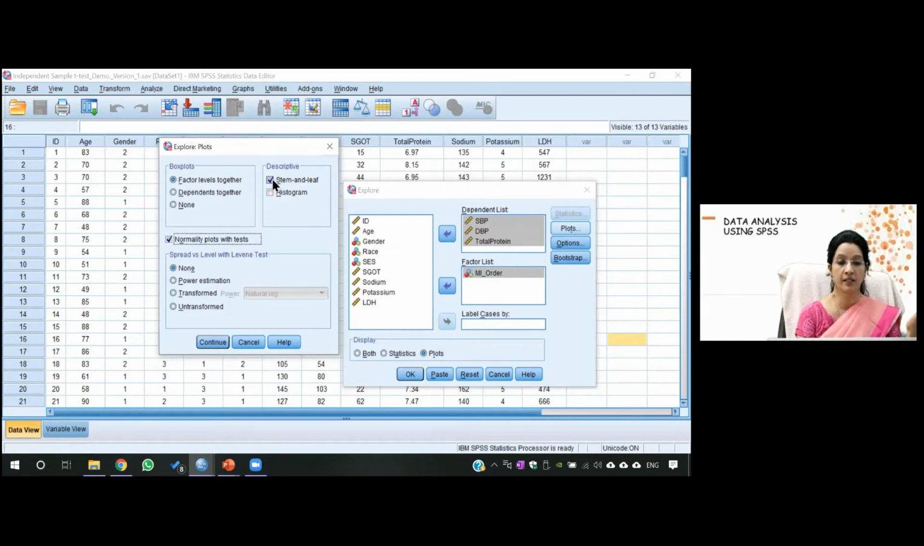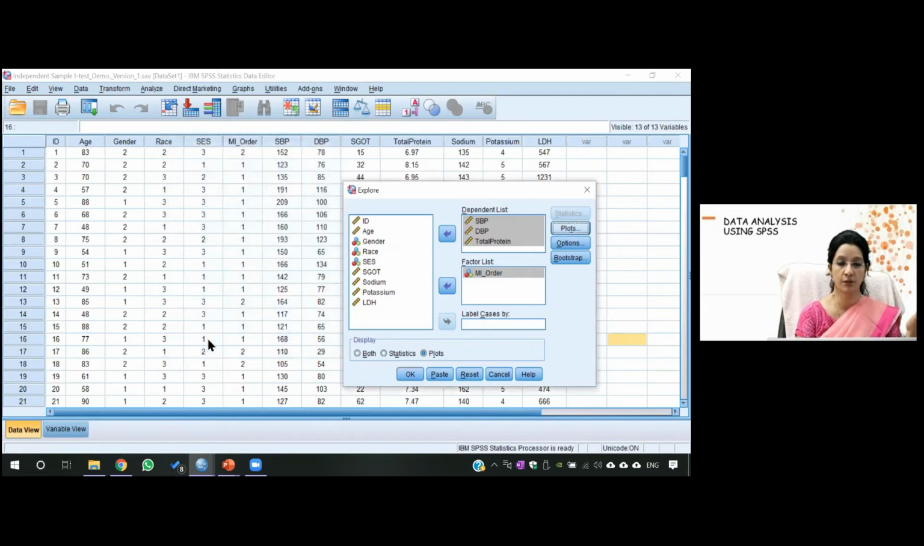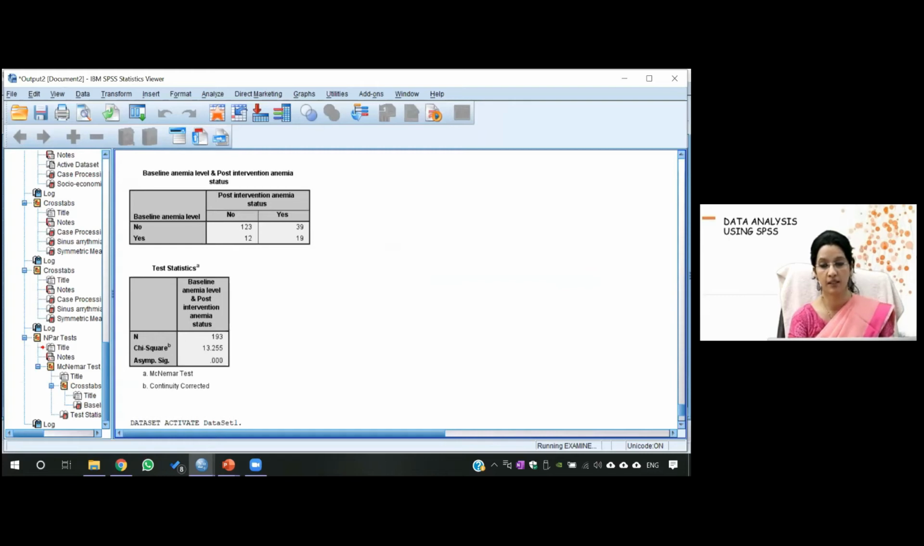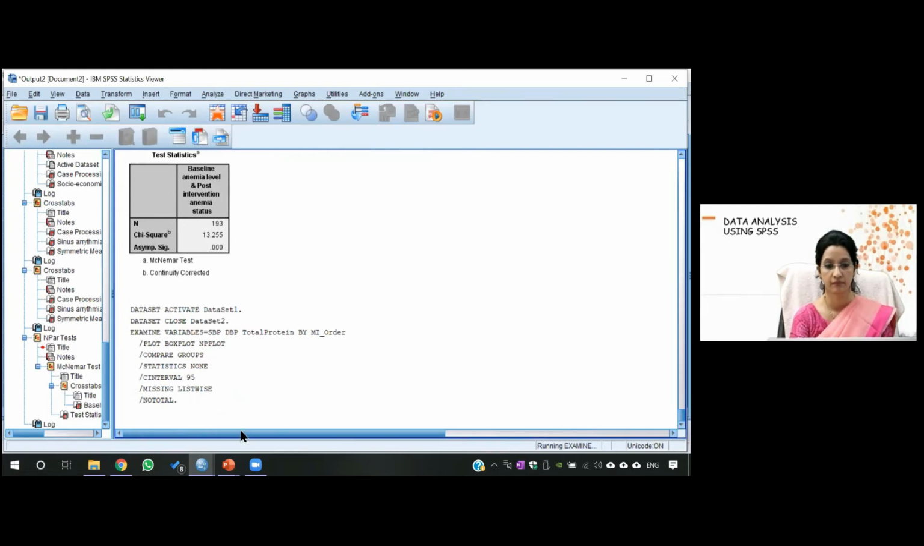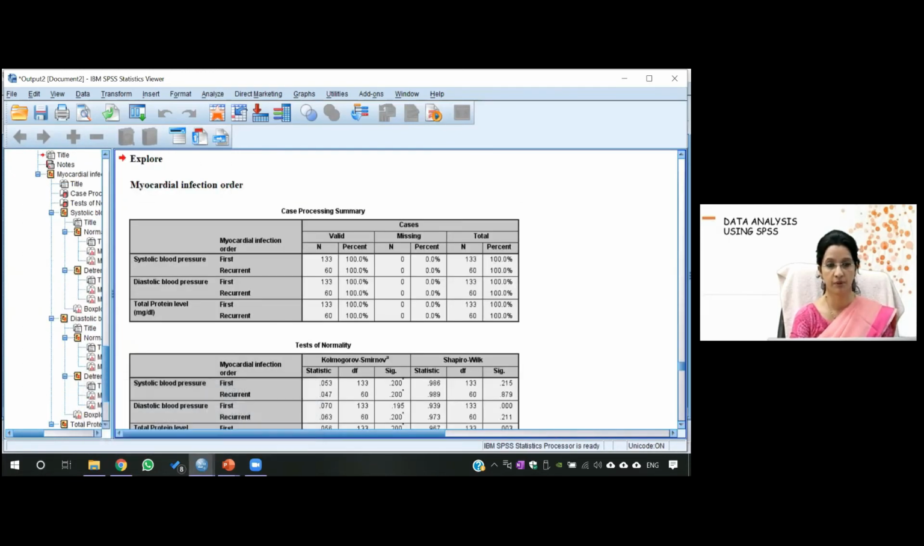And here in descriptive, I don't want this, so that's why I will uncheck the stem and leaf. Okay. So I'll press continue, then I'll press okay. And then you can see in the output, separate output case. So can you see the output here?